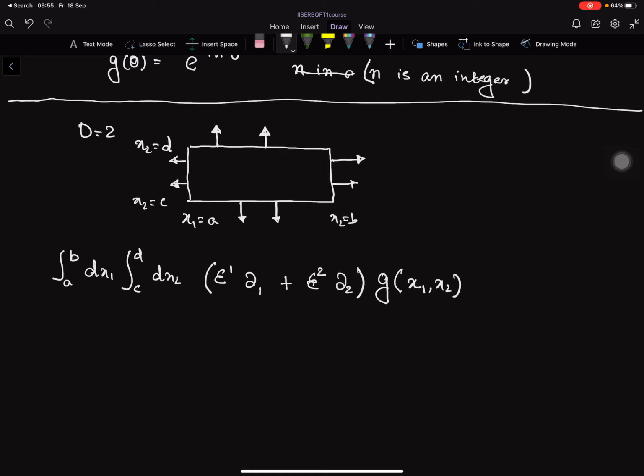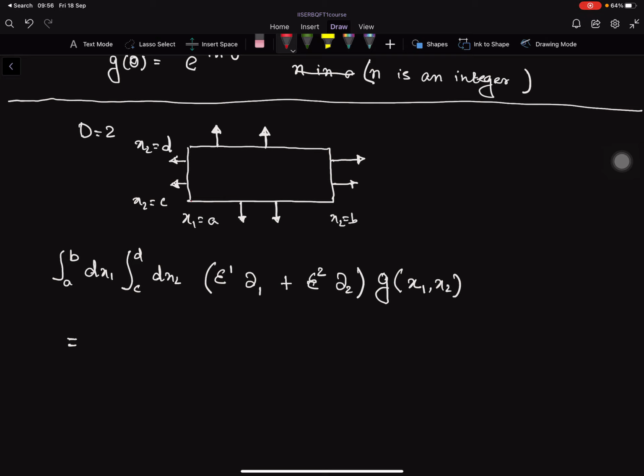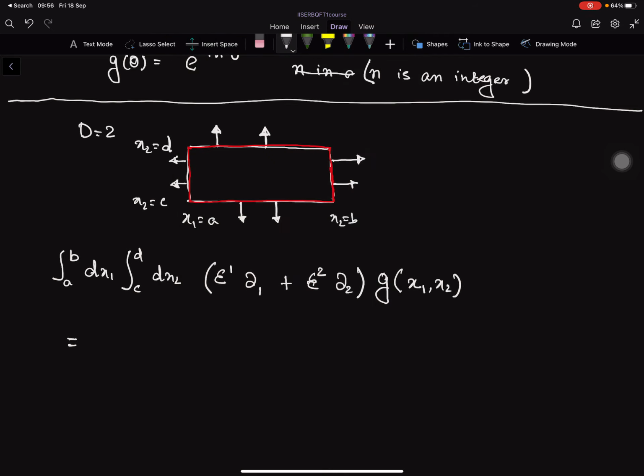Then from Stokes' theorem, it will just become 4 different pieces. Why? Because there are 4 different boundary components. So this is one component, this is the second component, this is third, and this is fourth. So you will see that this integration in this case breaks into 4 pieces. So what are the 4 pieces?